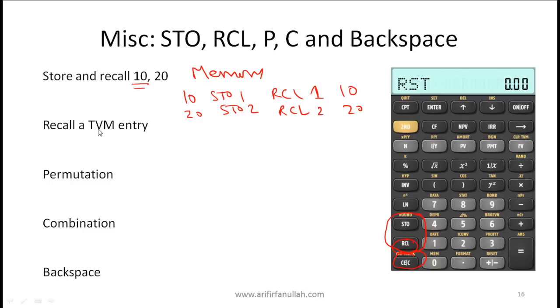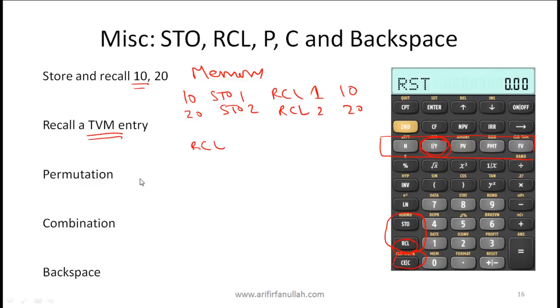The recall button is also useful when you are doing time value of money work. So remember, time value of money is these 5 buttons. If you are doing time value of money calculations and you want to see what is the value for interest rate that your TVM worksheet is currently using, all you need to do is hit the recall button and then hit the interest rate button, and up here the calculator will display the current value of interest rate that is being used by the calculator.